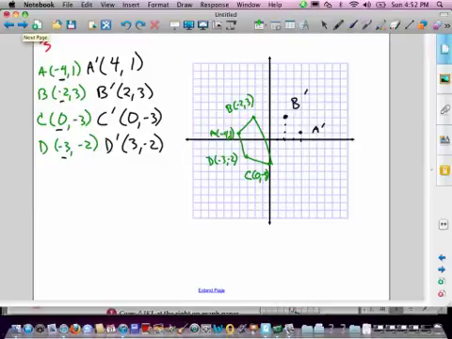For C prime, it is 0, -3. So there's -1, -2, -3. And that's the same point right down there. So that's C and C prime. And then D prime would be 3, and down 2, -1, -2. So right there. So there's D prime. And so now I can connect these points. And there's my reflection. And it should look like a mirror image over the y-axis. This one we did on the y-axis.